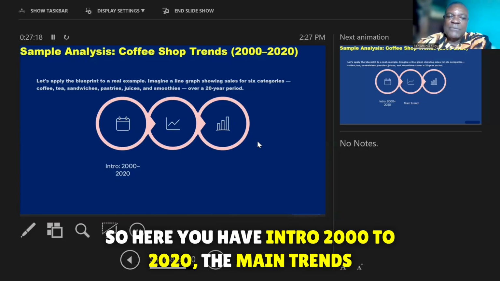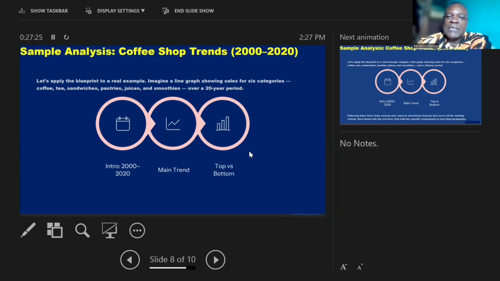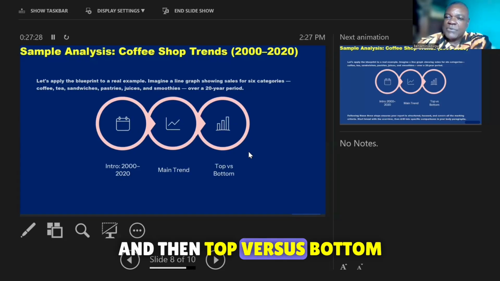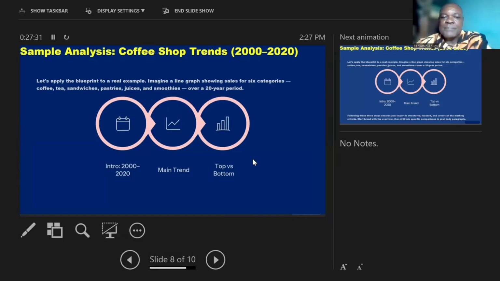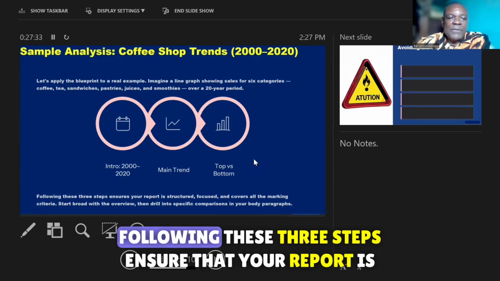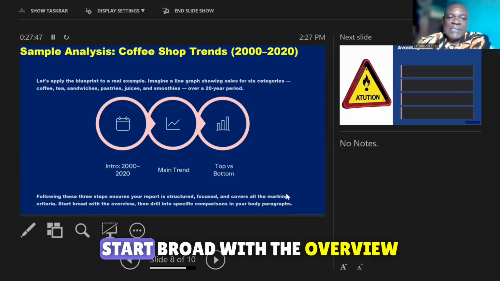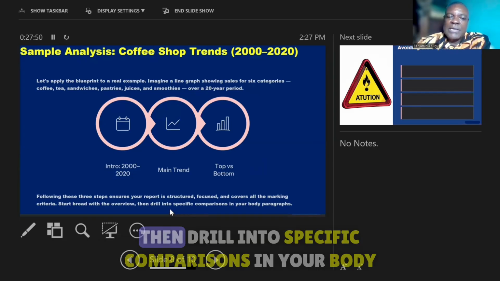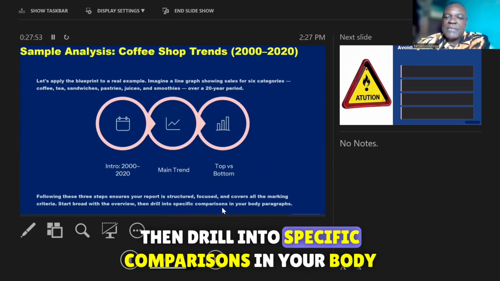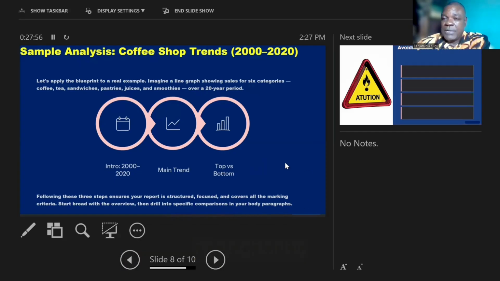So here you have intro 2000 to 2020, the main trend, and then top versus bottom. Following these 3 steps, ensure that your report is structured, focused, and covers all the marking criteria. Start broad with the overview, then drill into specific comparisons in your body paragraphs.